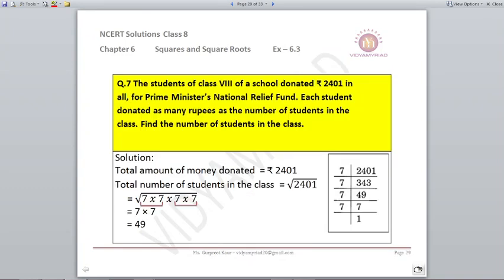Question number 7. The students of class 8th of a school donated rupees 2401 in all for the Prime Minister's National Relief Fund. Each student donated as many rupees as the number of students in the class. Find the number of students in the class. So that means the amount should be same. It means we need to find out the square root of 2401. Let's see the prime factors. It is a multiple of 7. So it has 7 into 7 into 7 into 7. I can pull one 7 from each pair to get 49. So the square root of 2401 is 49.